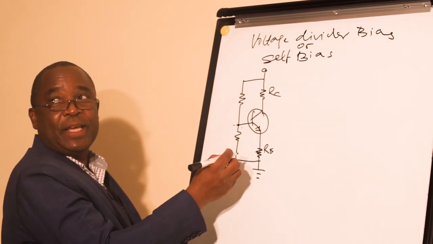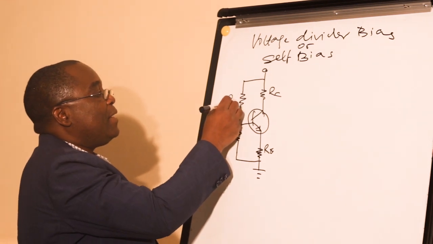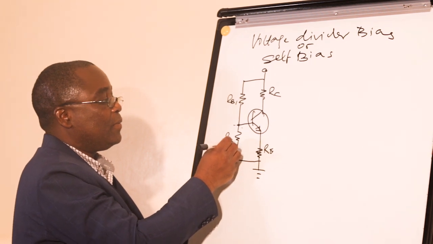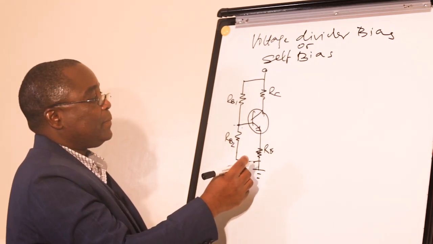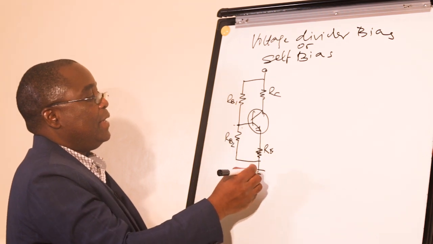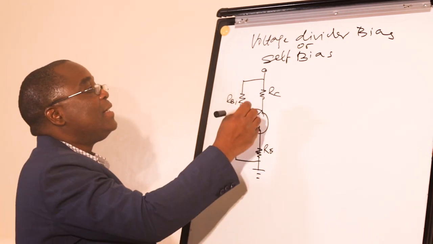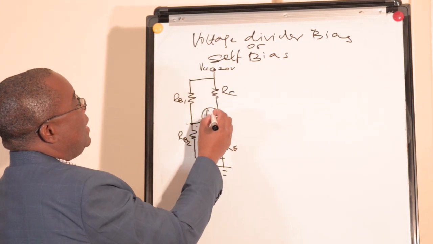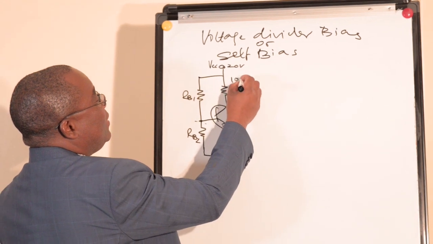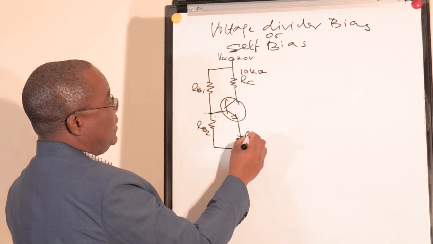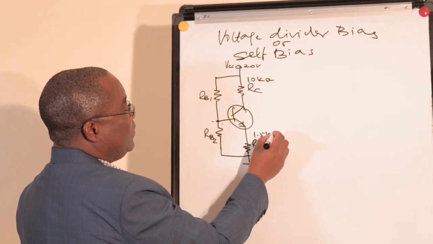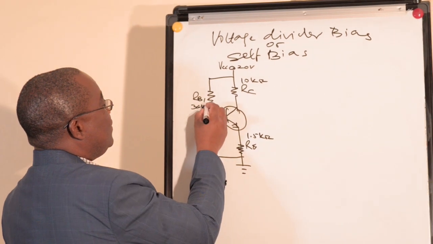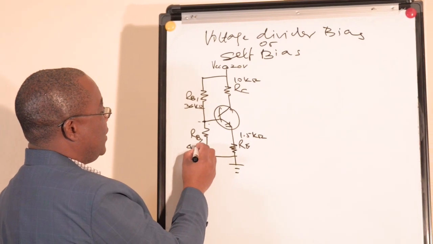So we have to name it. This is RB1. This is RB2. Okay, let's put the values. VCC is 20 volts. RC is 10 kilo ohm. RE is 1.5 kilo ohm. RB1 is 36 kilo ohm. And RB2 is 4 kilo ohm.